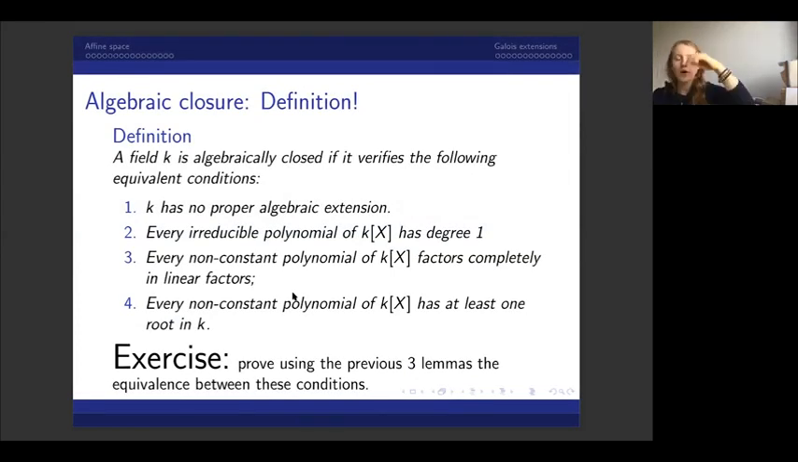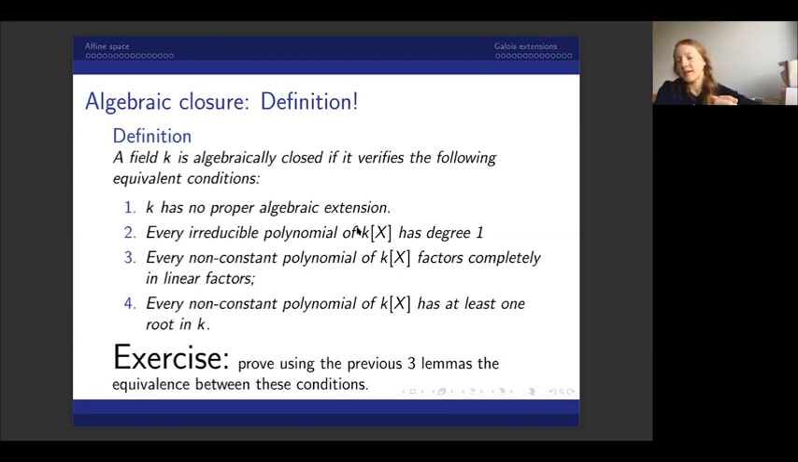Okay, so we have been working very hard trying to prove these statements. And we go back now to the question of what is a point. And I still cannot answer this question from the algebraic geometry point of view, because we need something which is called algebraic closure. Okay, so let's give this definition. We are finally able to state a proper definition of algebraic closure.